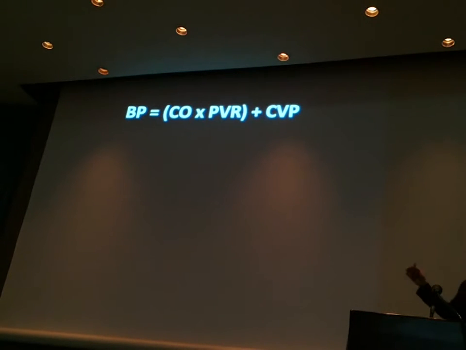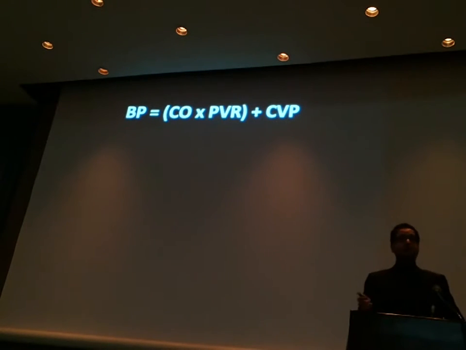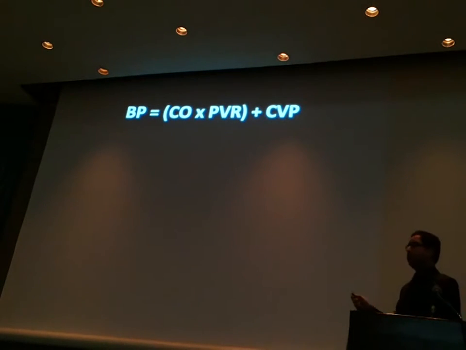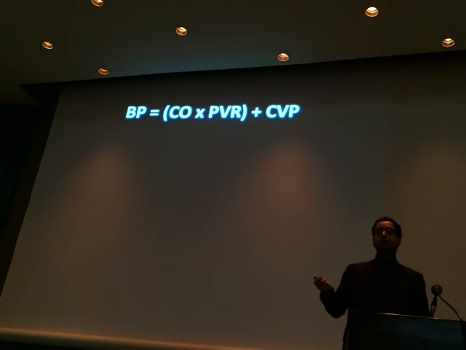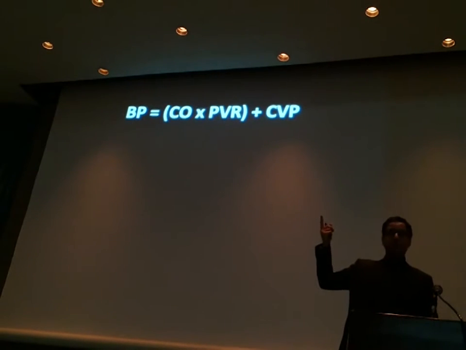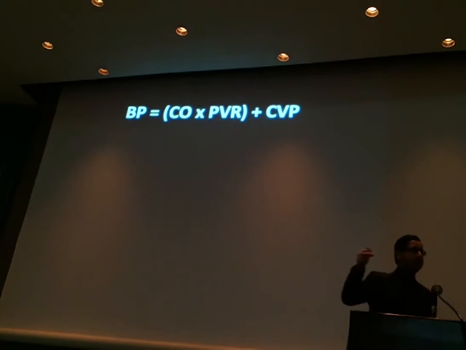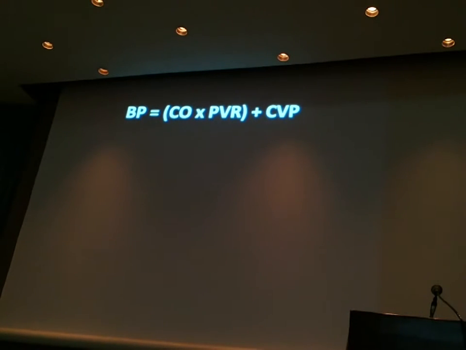The basic equation we discussed is that blood pressure equals cardiac output multiplied by the peripheral vascular resistance, plus the central venous pressure. Now, if I want to reduce this, what could be the strategies? First, decrease cardiac output. Second, decrease the peripheral vascular resistance. Third, decrease central venous pressure. Good?